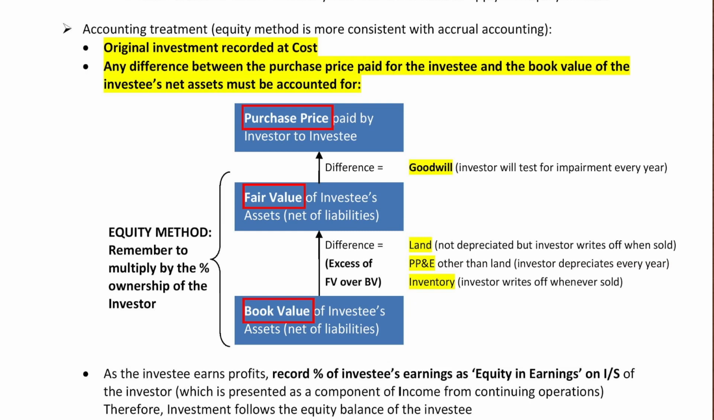A quick exam tip here. When you're looking at the fair value or the book value of the investee's net assets, remember to multiply by the percentage ownership of the investor. Often exam questions would have the fair value or the book value of the investee's net assets, and you need to remember that the investor owns only a portion of that, let's say 30%. So you need to multiply 30% by that number, which is the fair value or the book value of the investee's net assets.